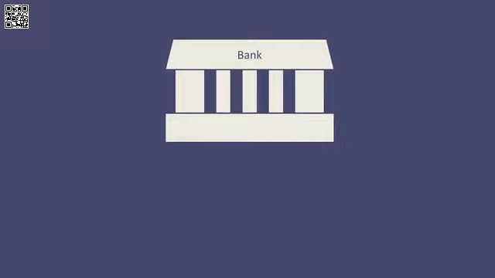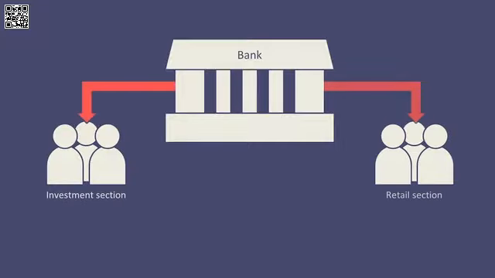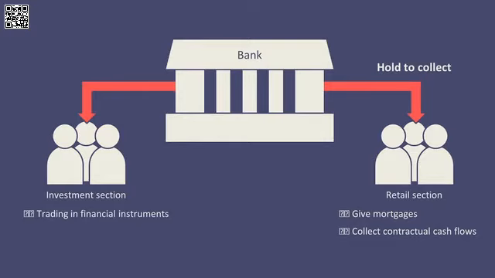A typical bank might have an investment section and it might have a retail section. The retail bank might typically just give mortgages to members of the public and collect in those contractual cash flows as they fall due. And so everything in that part of the business, everything in the retail banking division, would be classified as hold to collect. Whereas if you had an investment division, the investment division would be trading in financial instruments, and so everything in that division would be classified as held to trade.